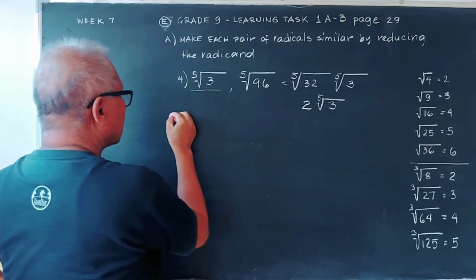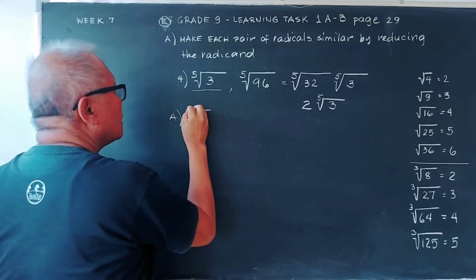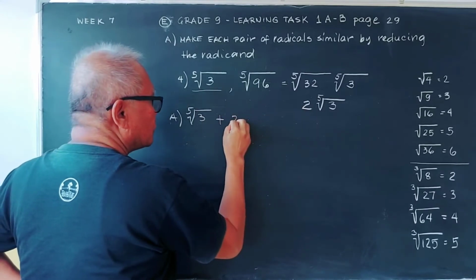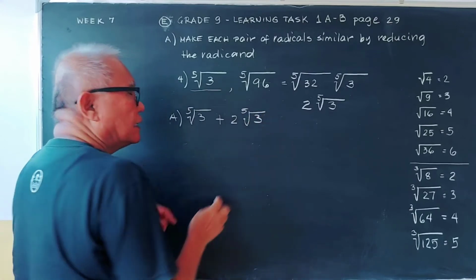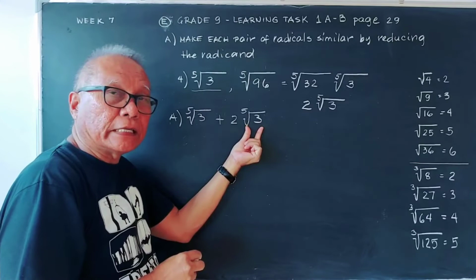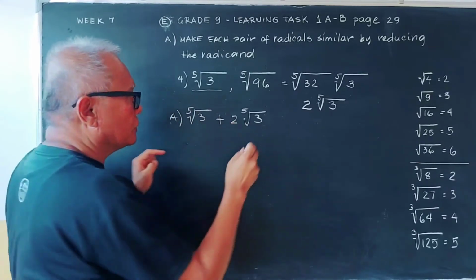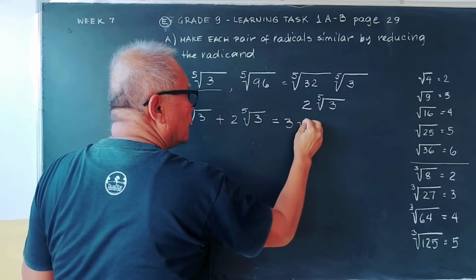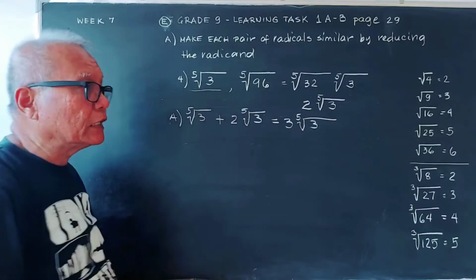Okay, A. Let's add ito. 5th root of 3 plus the 2 5th root of 3. Like terms ba sila? 5th root of 3, 5th root of 3. Yes. So, ano nga din natin? Yung 1 dito at saka yung 2 doon. So, ito ay 1 plus 2 is 3. And then, 5th root of 3, kukopyahin lang.